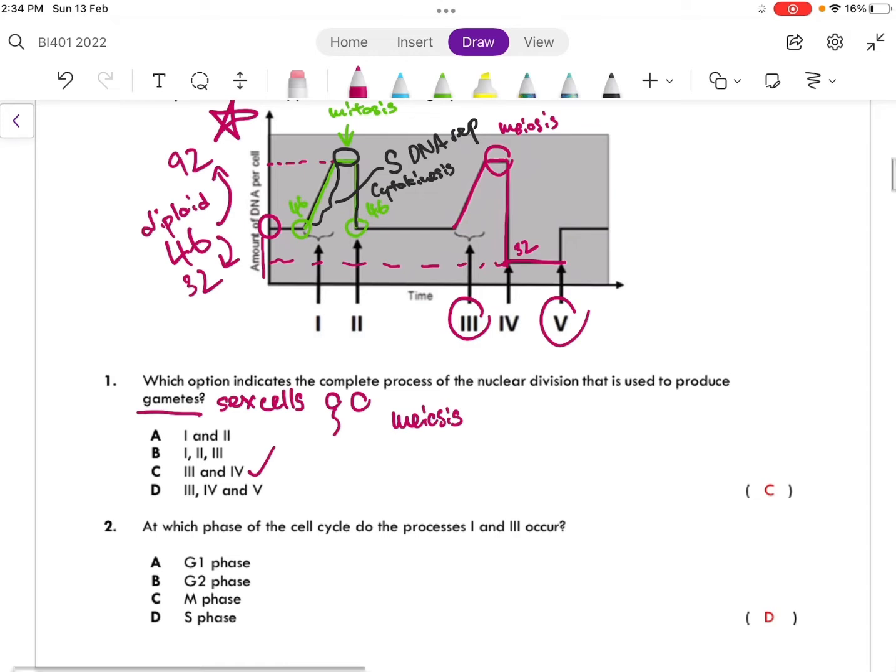Look at question 2. At which phase of cell cycle do the processes 1 and 3 occur? 1 is this slope over here, and 3 is also this slope over here. What results in doubling the amount of DNA? Well, it has to be S phase. This is when DNA replication occurs. Alright, so the answer is D.